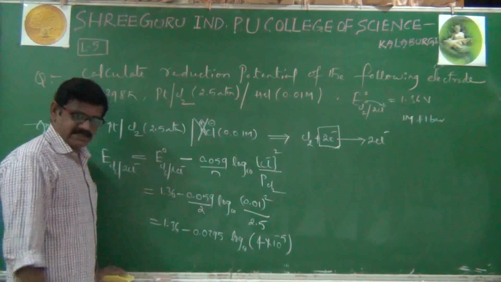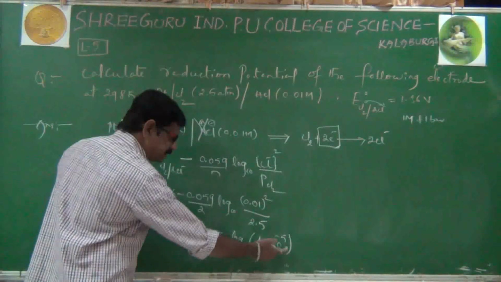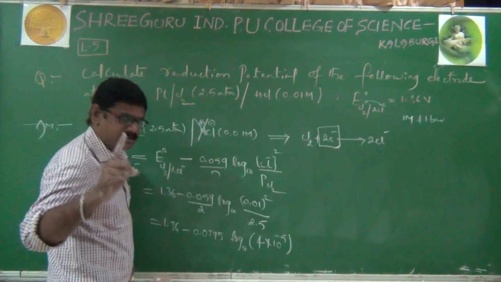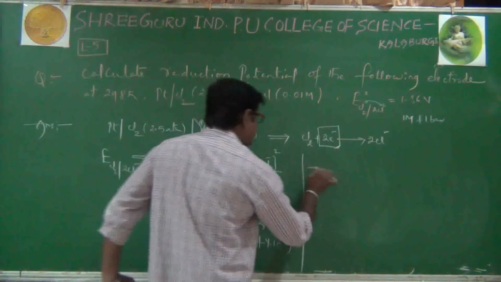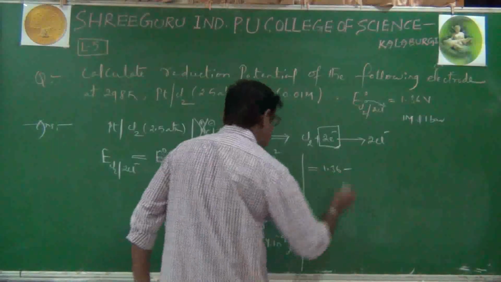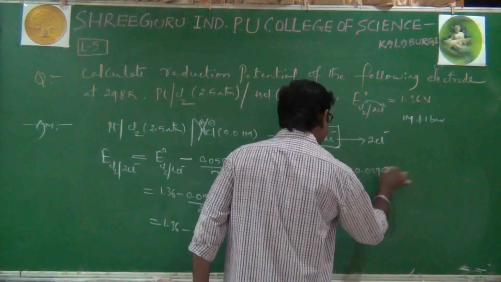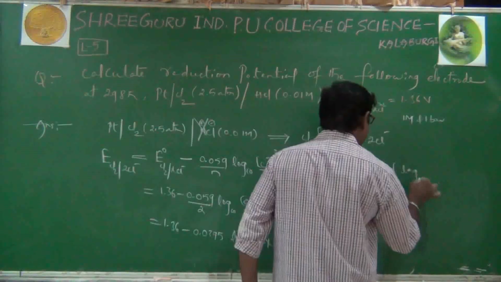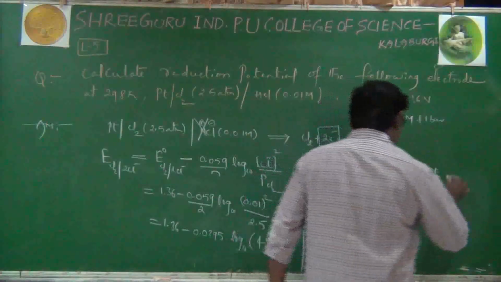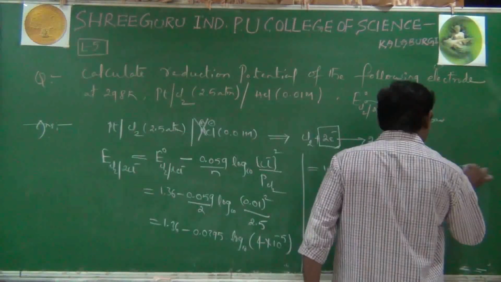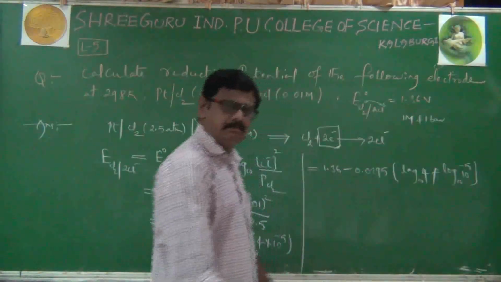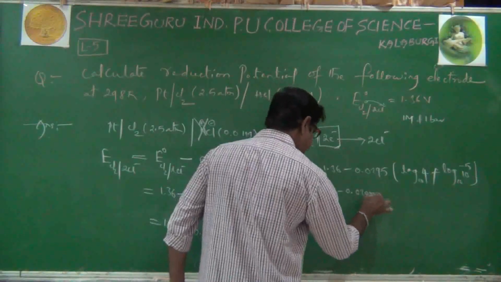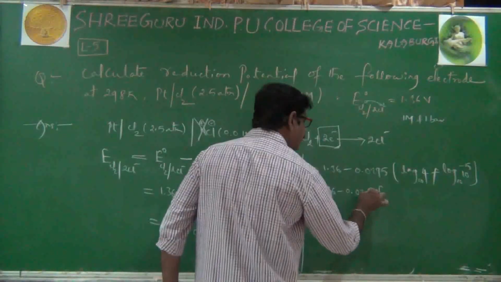We'll recall here one logarithm formula, that is log m into n. Log m into n is nothing but log m plus log n. See here, is equals to 1.36 minus 0.0295 log m plus log n. That's why I will write log m 4 plus log base 10 to the power of minus 5 log m plus log n. 1.36 minus 0.0295 and a log 4 value.